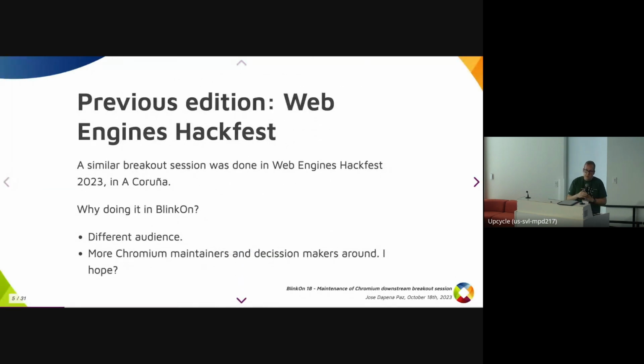There was a previous edition of this talk on the Igalia Web Engines Hackfest this summer. It was kind of a breakout session where we would have people from different downstreams presenting themselves, talking about the problems they have. The audience was different, and this time there are more Chromium maintainers around, maybe more decision makers, I hope. So yeah, let's see what we can get with this.